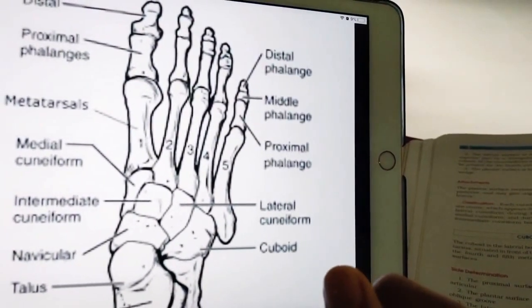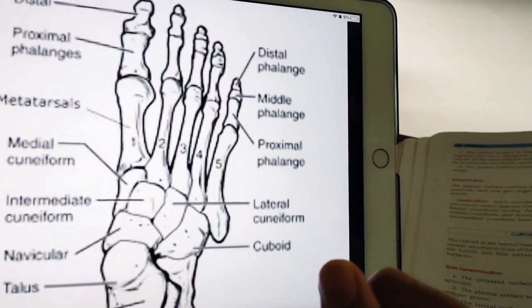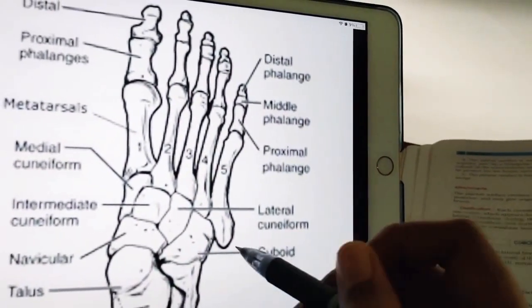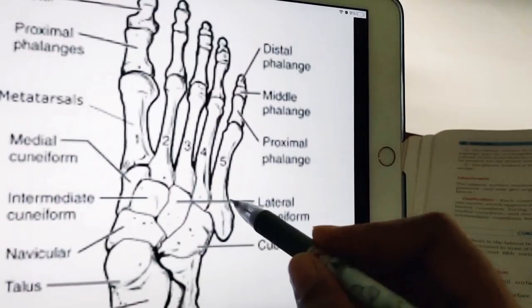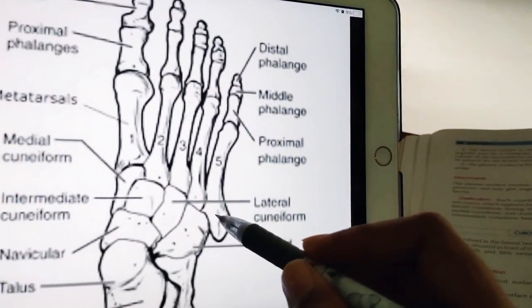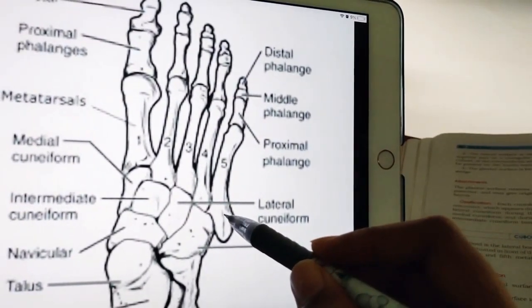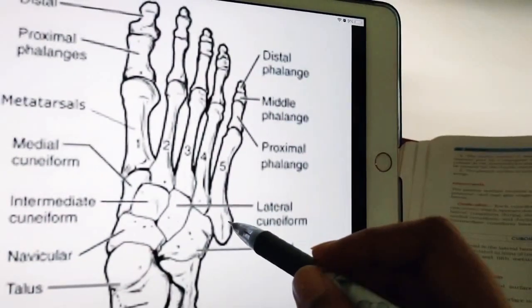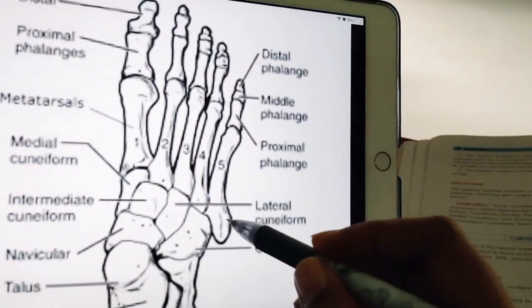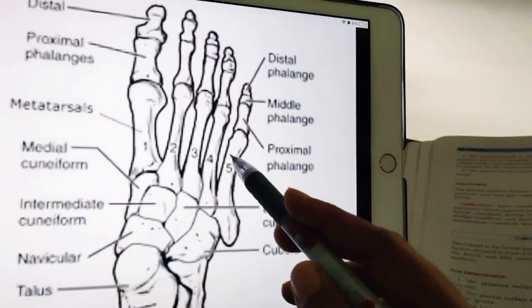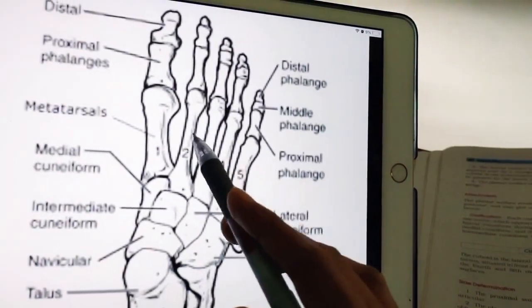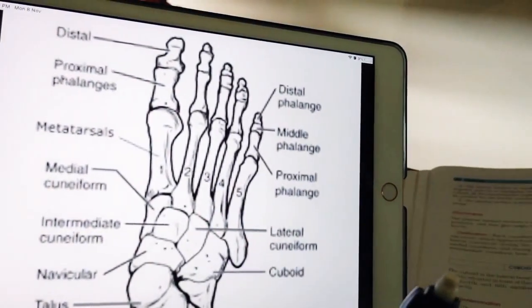Next, flexor digiti minimi brevis arises from the plantar surface of the base of the fifth metatarsal. Of course, plantar surface, this is the dorsal surface, right? And flexor digiti minimi brevis arises from the plantar surface of the base of the fifth metatarsal. Next, the shafts of the metatarsal bones give origin to the interosseous muscles. Of course, the shaft will give attachment to the interosseous muscles.